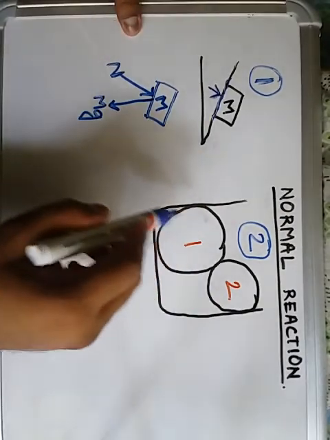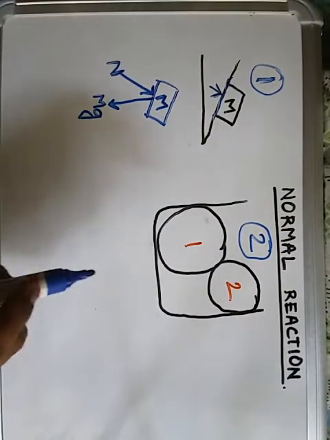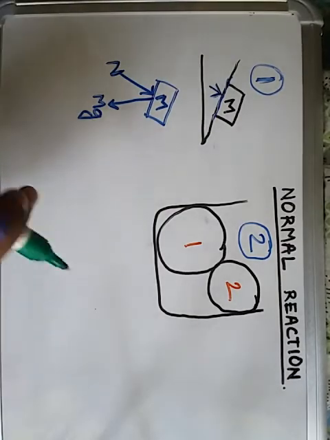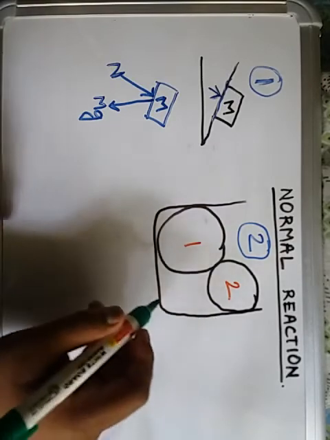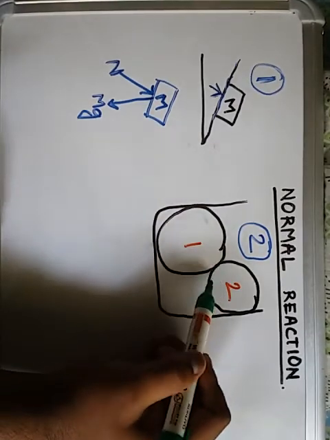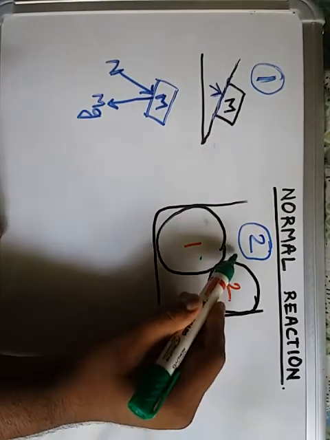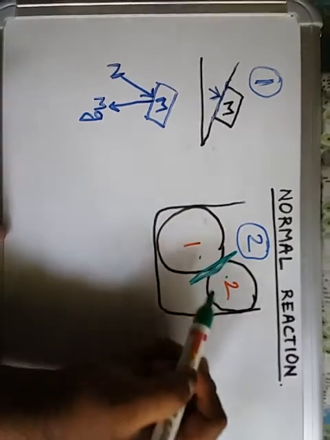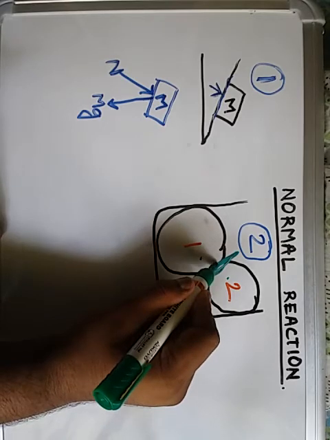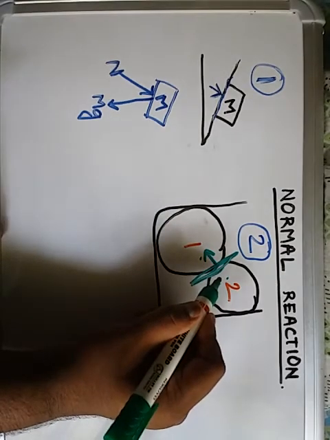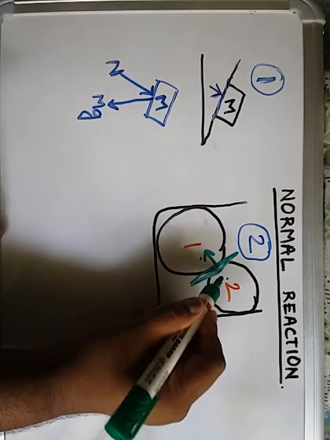Now the second example, which is a bit complicated. Let us see how we can find our normal reactions. In this contact plane between the two balls that are put in a glass, the contact plane is like this. So the normal reaction acting on ball number 1 is in this direction, and that acting on ball number 2 is in the opposite direction, and the reaction forces are equal in magnitude.